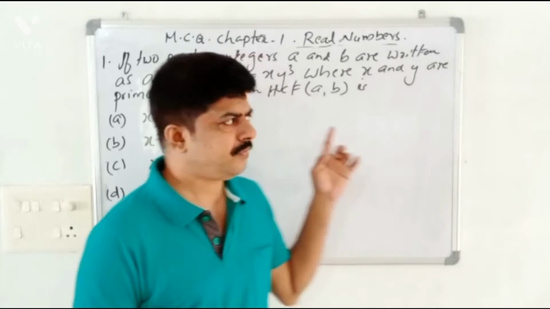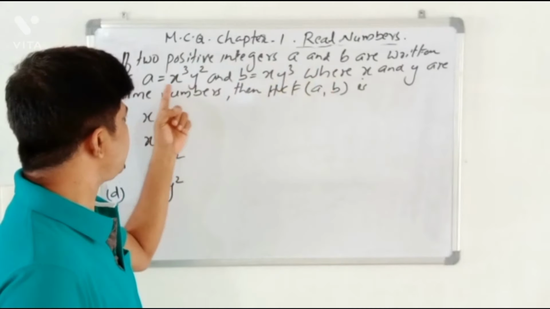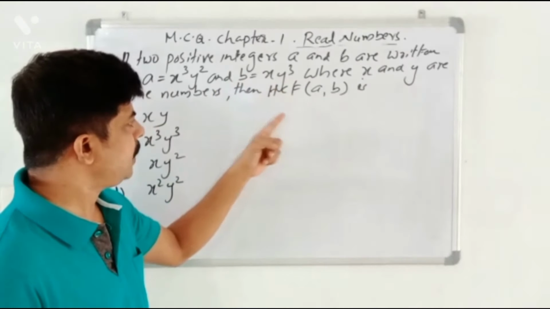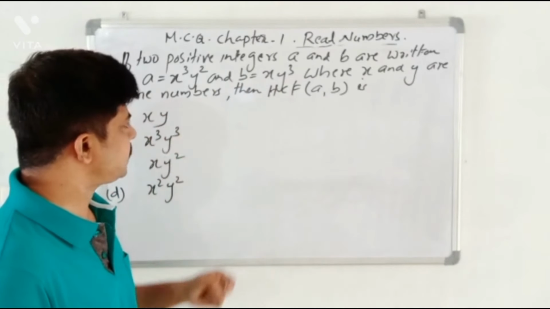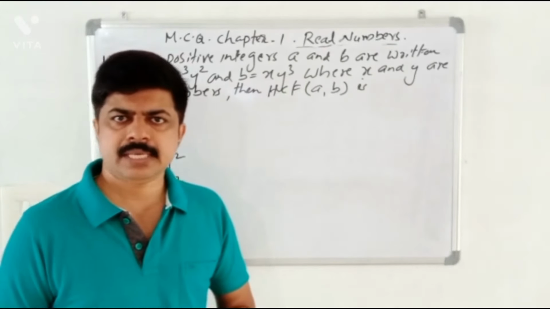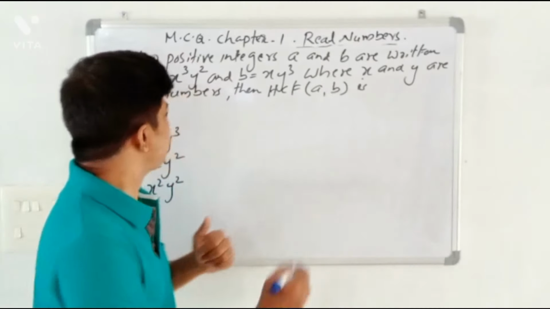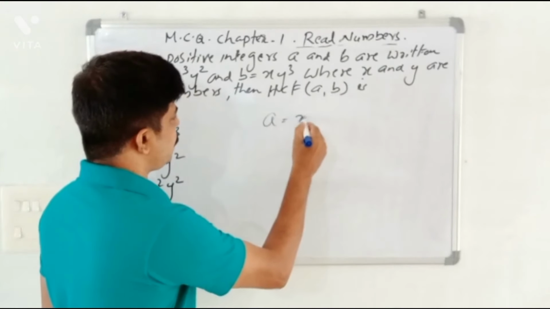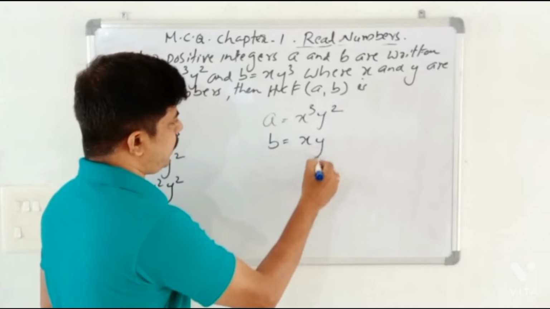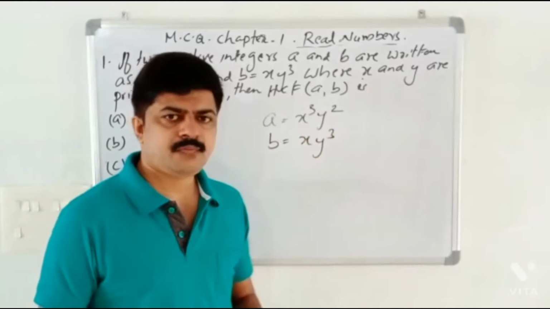Here we have the first question: if two positive integers a and b are written as a equal to x cube y square and b is equal to x y cube, where x and y are prime numbers, then HCF of a, b is dash. Here we are given two numbers a and b. We have to find the HCF of these two numbers.